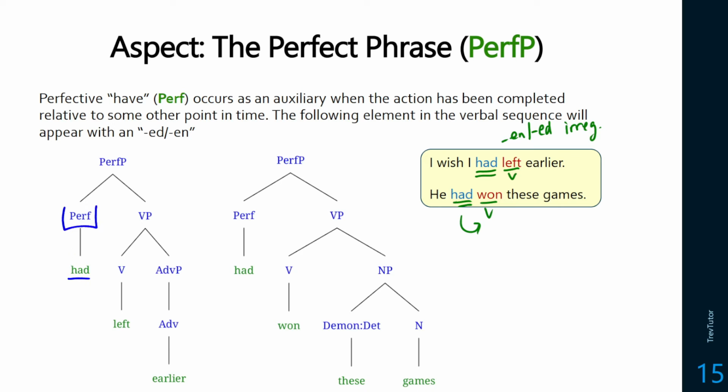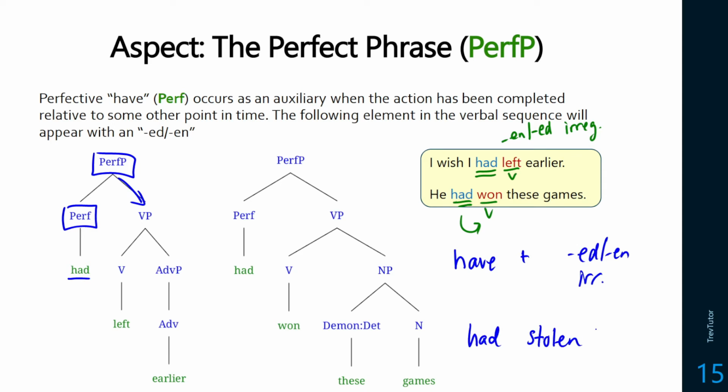That's going to get the perfect label, build up into a perfect phrase that takes a verb phrase as a complement, a potential complement. So it's just like the progressive phrase. It literally works the exact same way. And the key with this is that you'll always see "have," plus you'll see that -ed, -en, or irregular form. So maybe a good example would be "had stolen." So "had stolen the goods." We see "had" here, and then we see this -en on "stole."